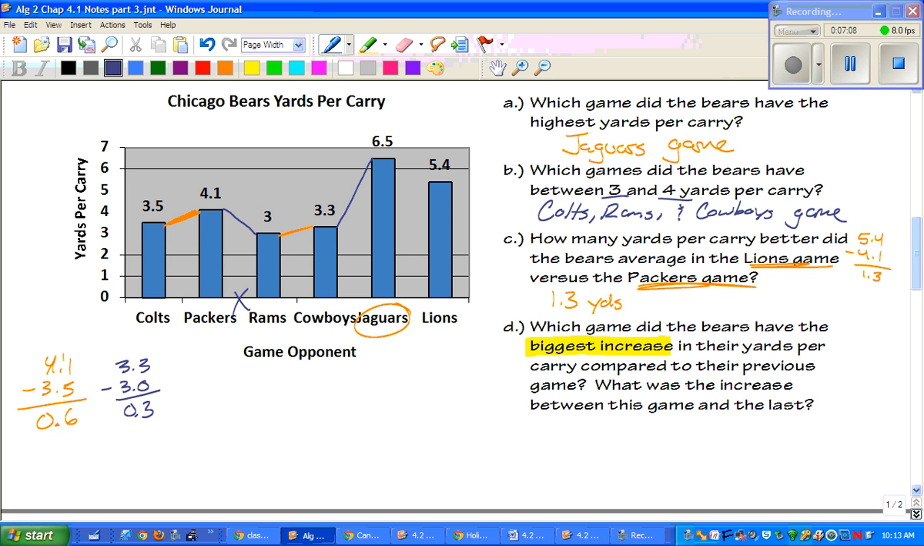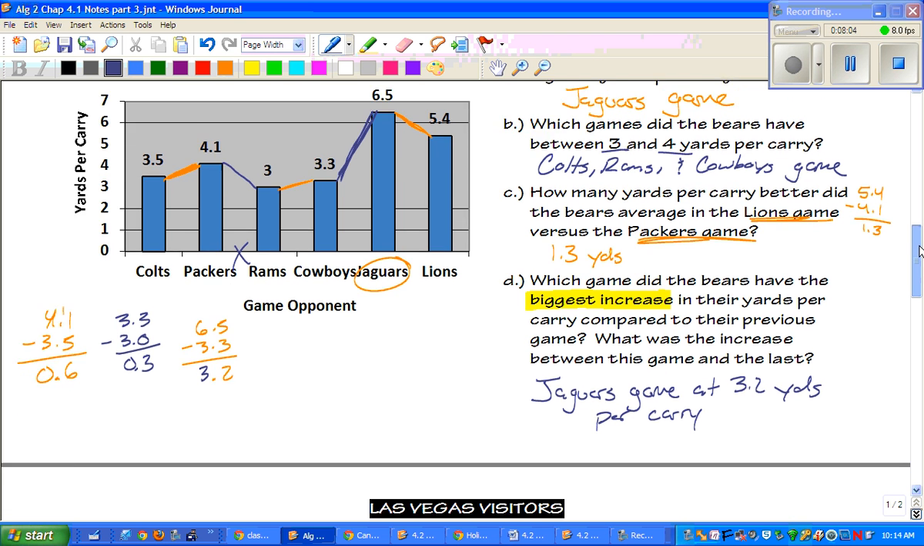Looking at the next one, that's a pretty good increase. And that's 6.5 and 3.3, which gives us 2.2. Okay. And the last one is a decrease. So the biggest increase was between the Cowboys and the Jaguars game. Okay. And who's yelling at me at my math right now? Hopefully you all should. Because what's 6 minus 3? It's 3, Mr. Grice. Come on. Okay. So the biggest increase was the Jaguars game at 3.2 yards per carry. All right. Go Bears. Let's move on to the next one.